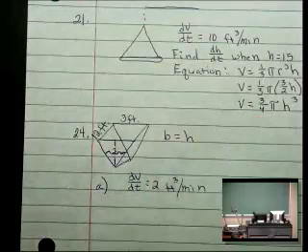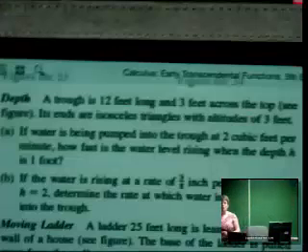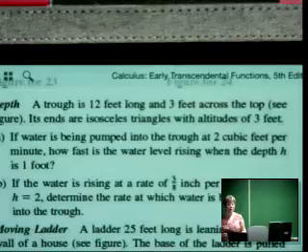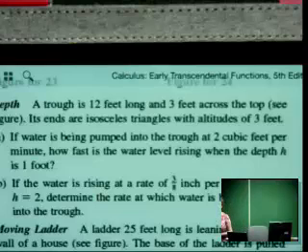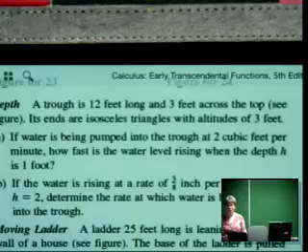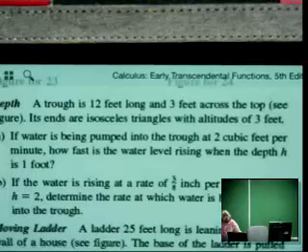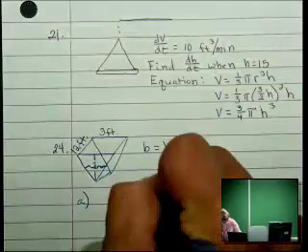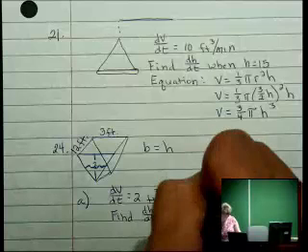And we're asked, how fast is the water level rising when the depth h, you could call it depth of the water or height of the water, it's the same thing. The depth of the water is 1 foot. What symbol will we use for how fast the water level rising? The height of the water or the depth of the water. Use dh/dt. Find dh/dt, and then we're given at some particular h equals 1.